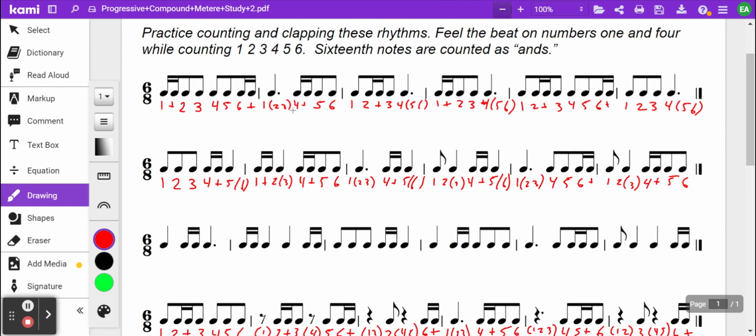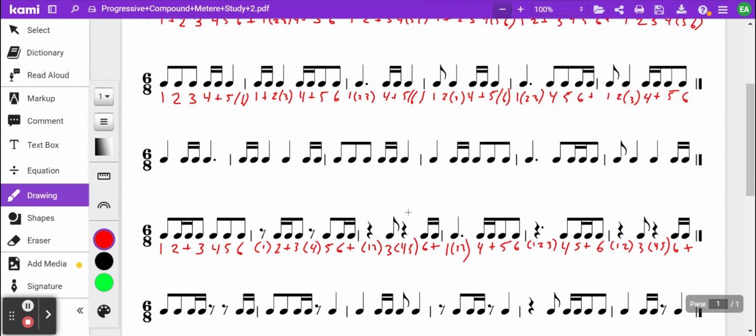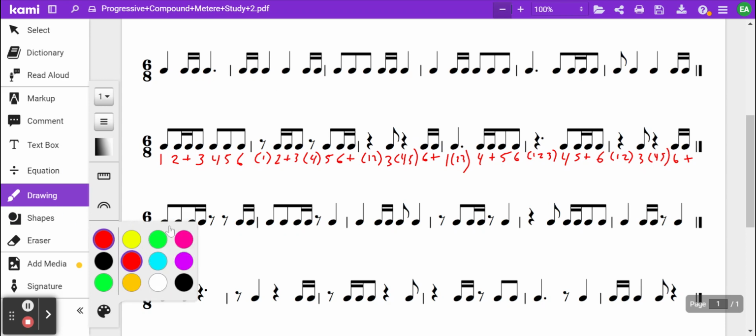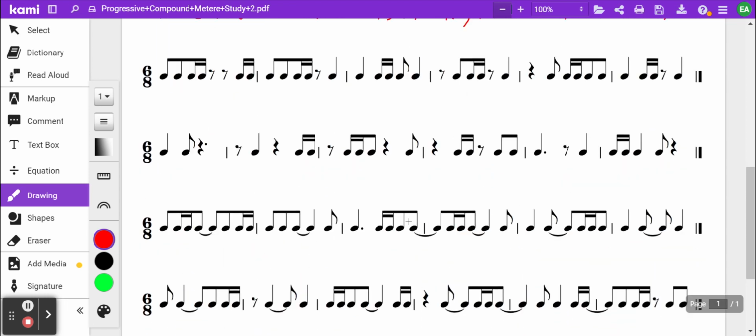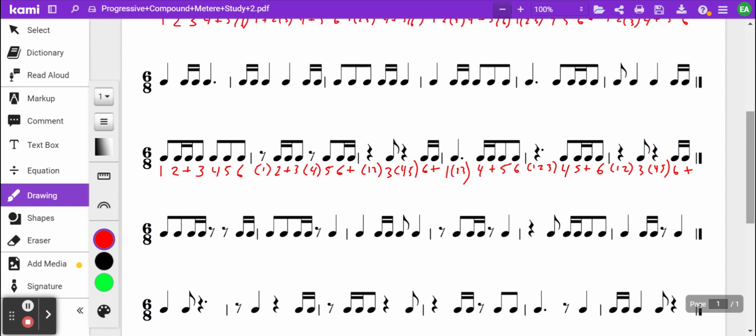All right, so I did lines 1, 2, and 4. Your job is to do lines 3, 5, and 6. Don't worry about 7, 8, 9. There are some ties in there that make it a little bit harder. You could totally do it, but I don't want to overload you with work this week.